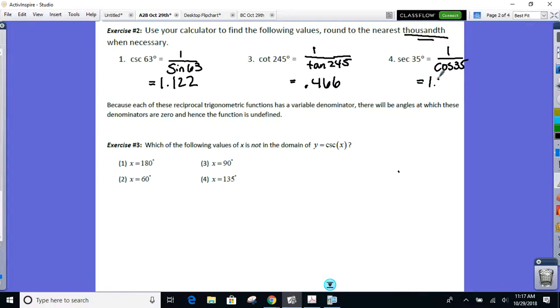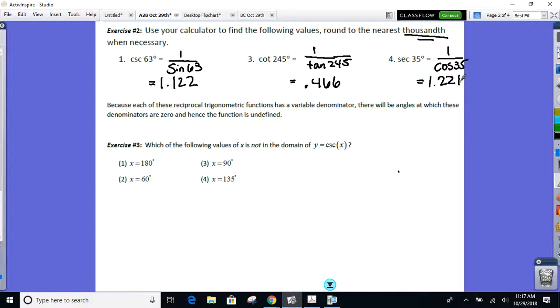What? What are you doing in your calculator? We're using the calculator appropriately over there? Can we put in 1 over cosine 35? We good? Yep. Any issues there flipping? Or remembering which one to flip? Remember, second one, so you flip cosine.